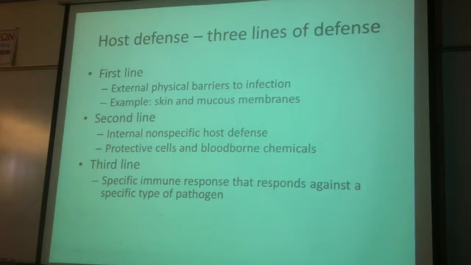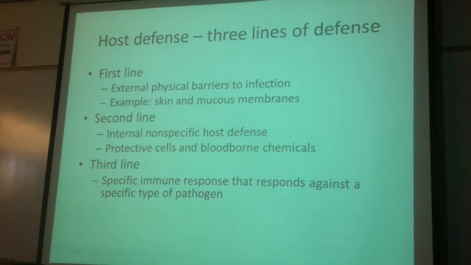Second line, internal, non-specific host defenses. So this kind of helps protect cells and bloodborne chemicals. We have our protective cells. Our blood has a bunch of things in it. It circulates through our body, tries to protect us. It has a lot of non-specific, just kind of random responses. We're trying to help the body.